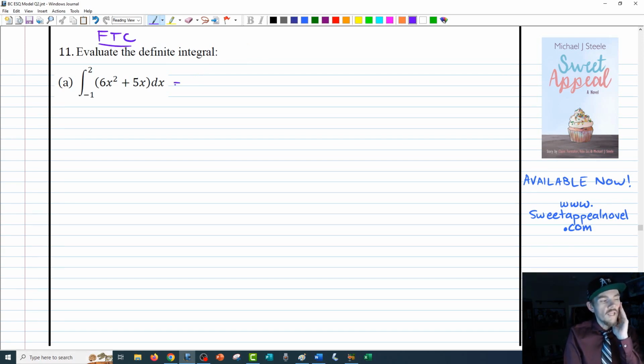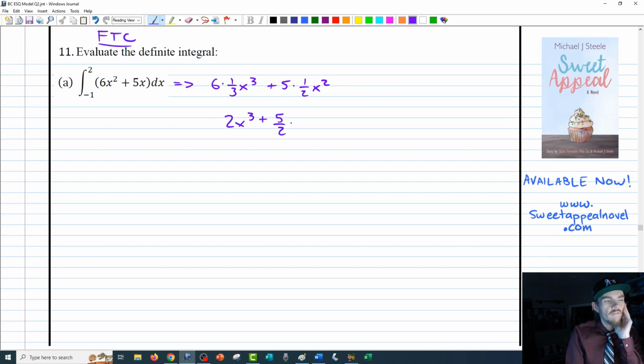So first we compute the antiderivative. So our antiderivative here is going to be 6 times 1/3 x cubed plus 5 times 1/2 x squared. And if I simplify this a little bit, I'm going to get 2x cubed plus 5 halves x squared. And then I'm going to evaluate this from -1 to 2. So as a heads up, this is going to be a little bit crunchy. I think that was partly why I wrote this a couple days ago, was to be crunchy, just to remind you that you do have to be careful in here.